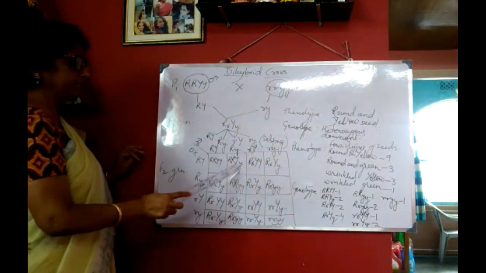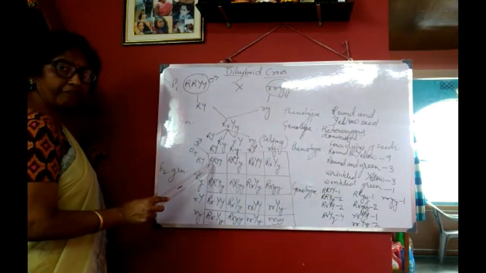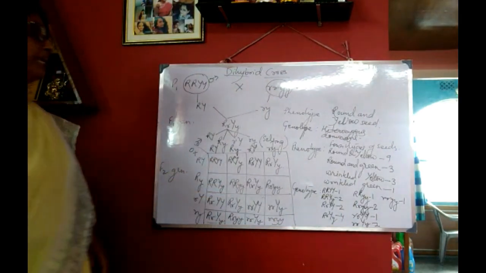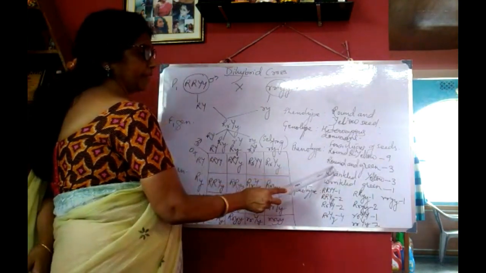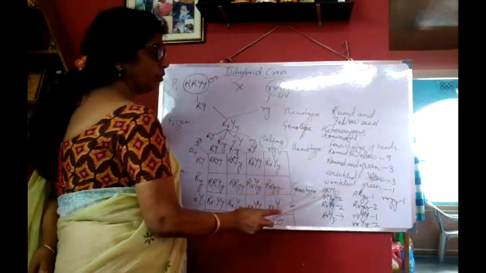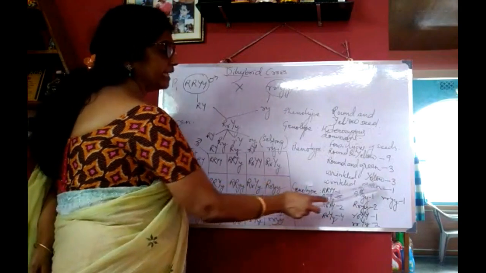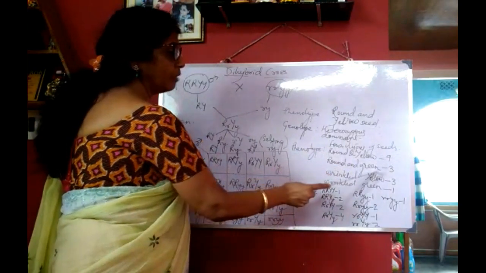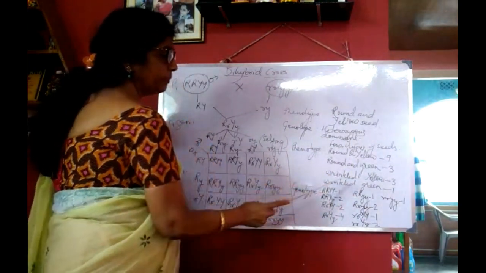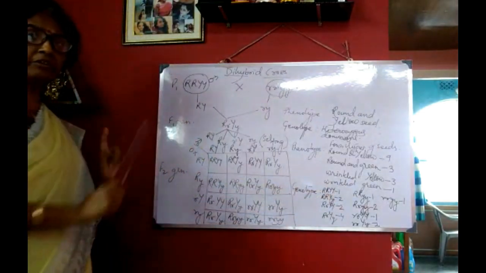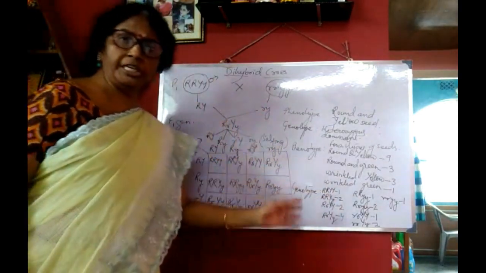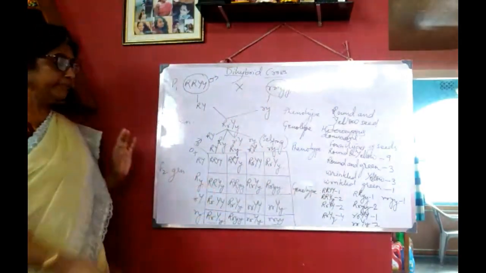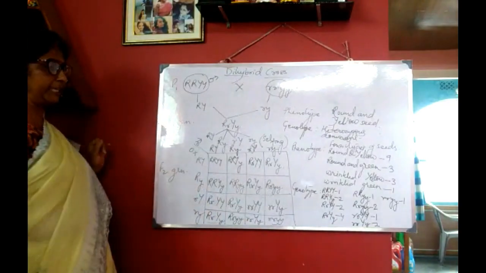So after doing this Punnett square, we are getting 4 types of phenotypes, that means 4 types of seeds are obtained: 1 type round and yellow, 1 type round and green, 1 type wrinkled and yellow, and 1 type wrinkled and green. The number of round and yellow is 9, round and green 3, wrinkled and yellow 3, and wrinkled and green 1. So the phenotypic ratio is 9:3:3:1. And this is not in our syllabus, though I have done the genotype of the F2 generation.